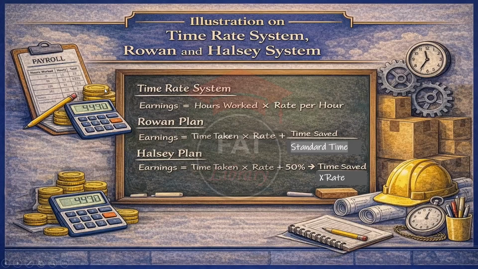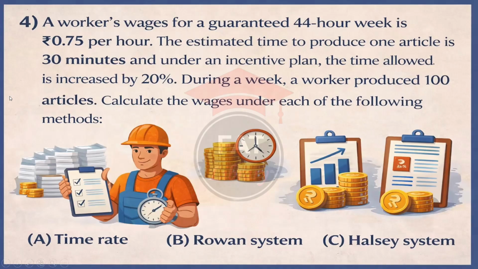Dear students, now we will discuss an illustration on labor costing for the calculation of wages under different methods like time rate system, Rowan system and Halsey system. So let us start. This problem is taken from the model question paper as most of the students were asking for the solution. So let us see the illustration here.